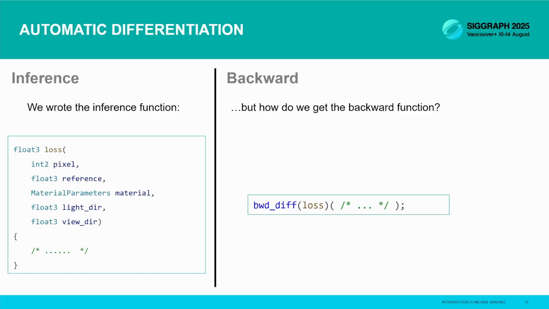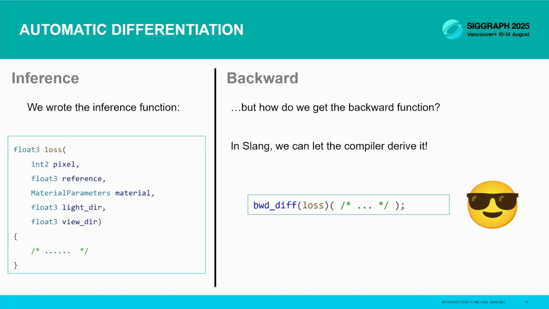Well, Slang was built to do exactly that. We can just say that we intend to call the backwards derivative of a function, and the Slang compiler will generate and optimize the backwards derivative of the entire code for us at compile time. Not only is that much faster and more convenient, but it always keeps the backwards derivative in sync when we change our inference code.